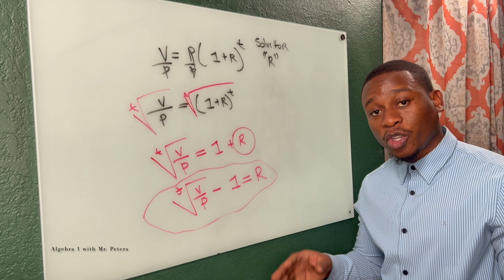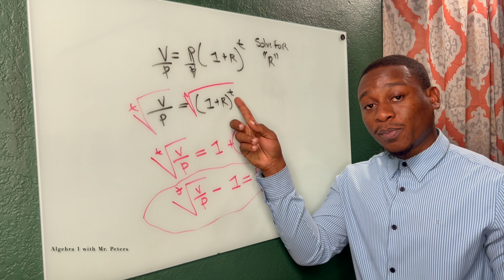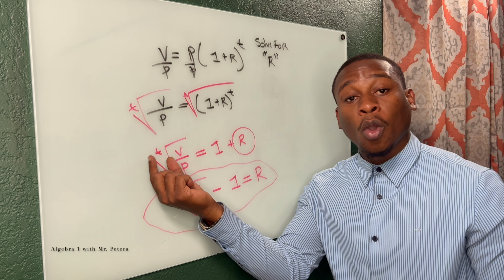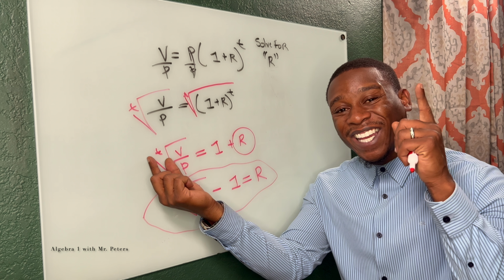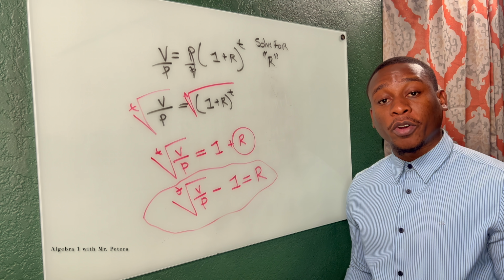So please make sure you understand that concept if they don't give you a number for the exponent. If you're trying to cancel that exponent, you're just going to take its root, whatever root it is, even if it is a variable.